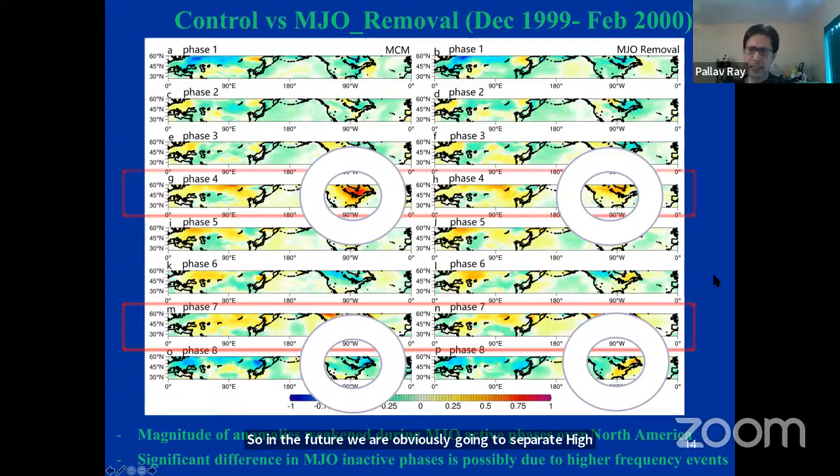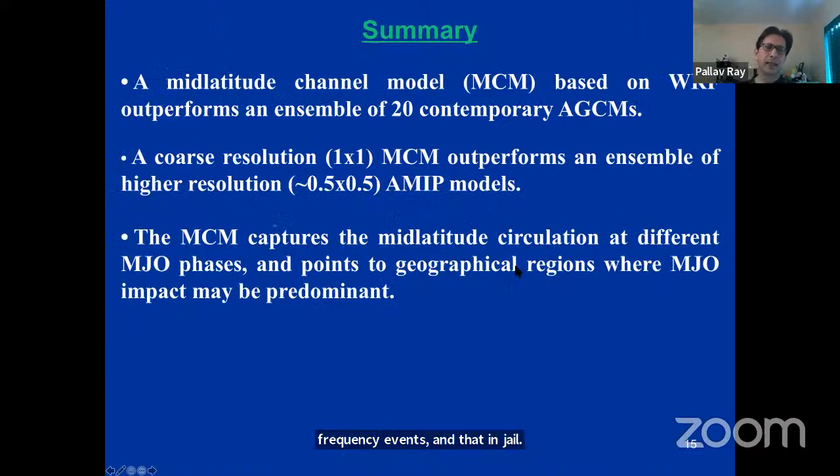So with this, I want to summarize that we built a mid-latitude channel model, which is based on WRF, and it outperformed contemporary GCMs. Even the coarse resolution MCM was better than higher resolution EMIC models. And finally, the MCM captures the mid-latitude circulation at different MJO phases and points to geographical regions where we might expect MJO impact to be dominant.